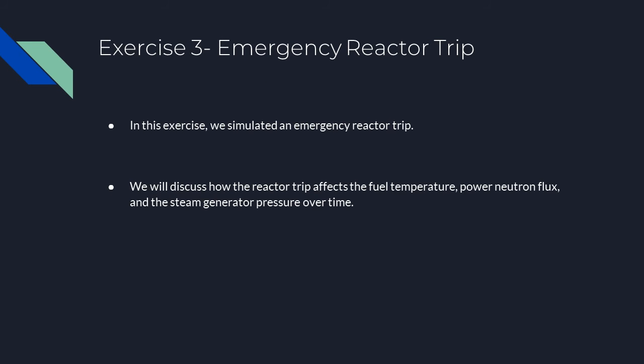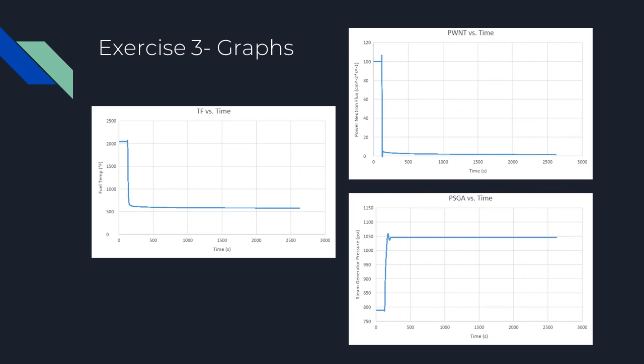In exercise 3, we simulated an emergency reactor trip. We will discuss how the reactor trip affects the fuel temperature, power neutron flux, and the steam generator pressure over time. The graph on the left shows a big drop of the fuel temperature and levels out to a constant value of 500 Fahrenheit. Meanwhile, the power neutron flux drops considerably from 100 to about 0 and levels out.